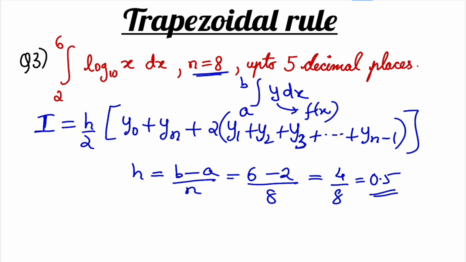Using this h value, we have to go from the lower limit 2 to the upper limit 6 in 8 intervals, using 0.5 as a step. So 2 plus 0.5, then again plus 0.5, like that. If you do this, you will arrive at 6. So we have to form the table. The first column is the x value. The second column is y, which is f of x, given in the question as log base 10 of x.